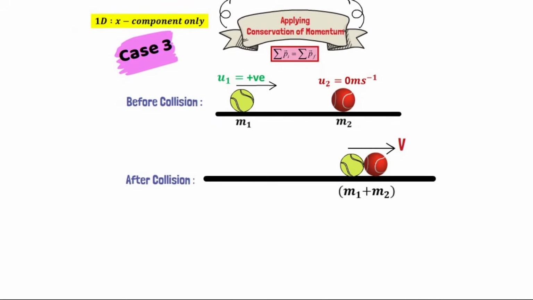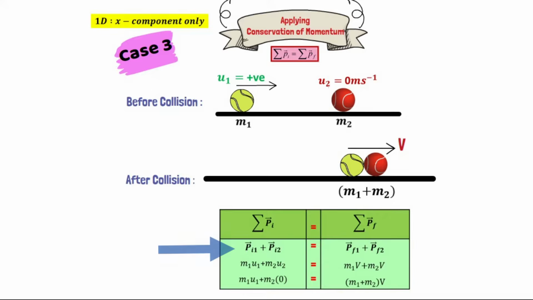Now look at the equation Pi1 plus Pi2, since we have two objects, equal to Pf1 plus Pf2. So let's substitute in this equation. So we have M1U1 plus M2 and then U2 is 0 equal to M1 plus M2 because they are combined together and they are moving with the same final velocity V. So, kita hanya letak V sahaja. Tak ada V1, tak ada V2. Okay? So, please write the equation correctly.